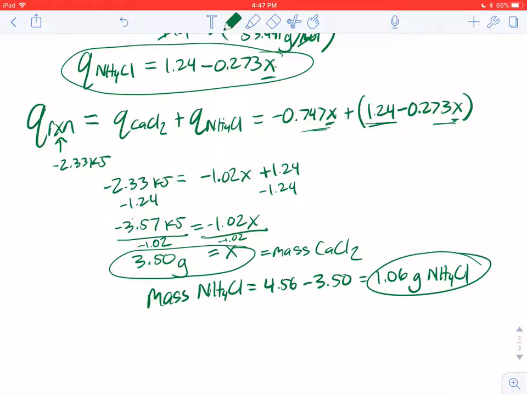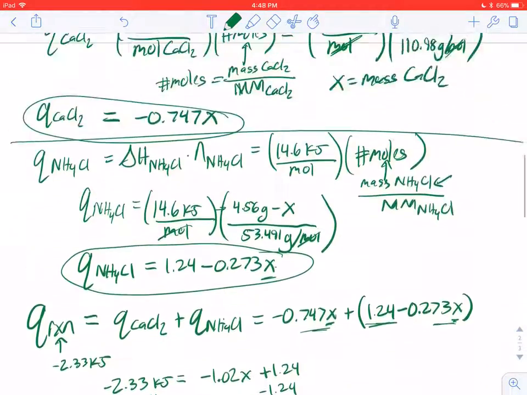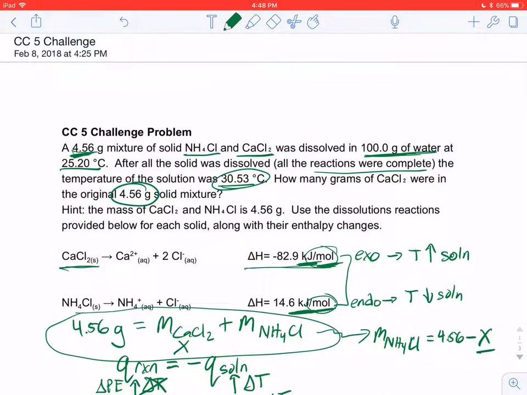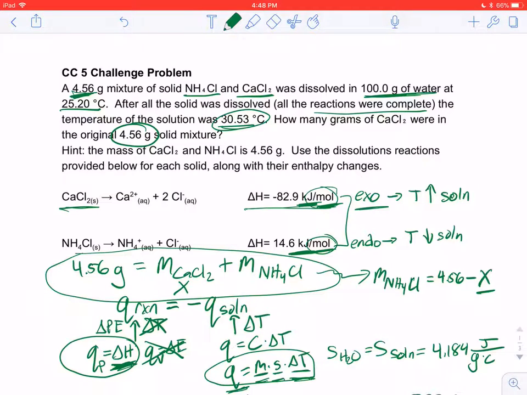So now we're able to define the mass of this mixture, right? So this was a lot of different pieces here. So if you want to take the time to think through this again, we have a mixture where we have an exothermic and an endothermic reaction occurring. The sum of our masses is 4.56 grams. Some amount of that is going to cause our temperature to decrease. Some amount of it's going to cause it to increase.